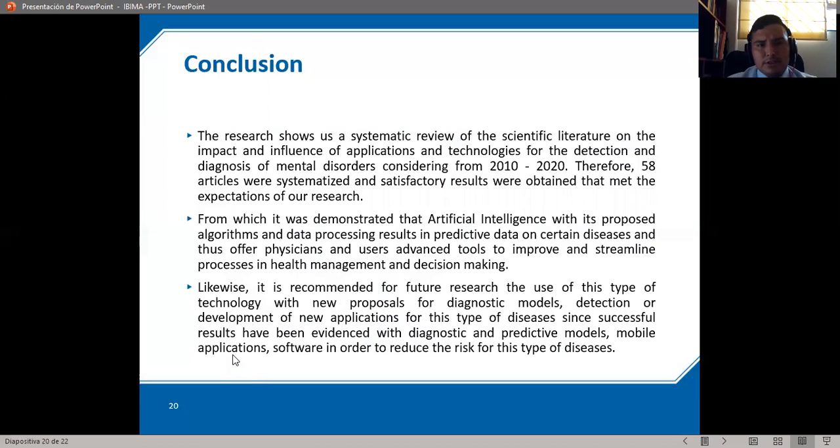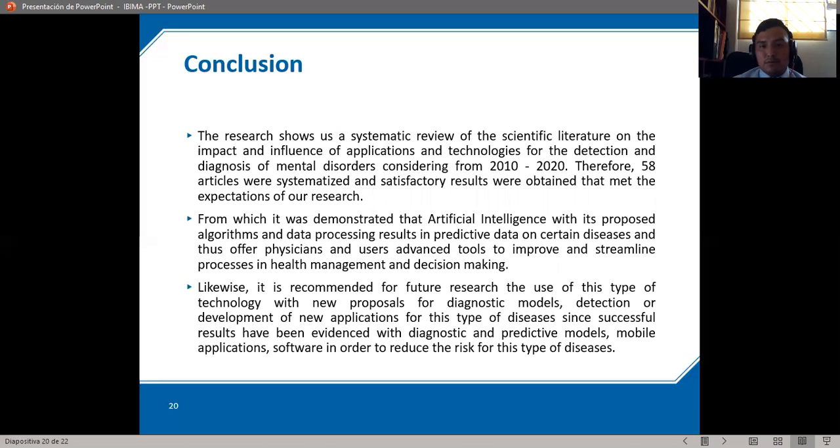Conclusion. The research shows a systematic review of the scientific literature on the impact and influence of application technologies for the detection and diagnosis of mental disorders from 2010 to 2020. Therefore, 58 articles were systematized and satisfactory results were obtained that meet the expectations of the research, from which it was demonstrated that artificial intelligence with its proposed algorithms in data processing results and predictive data offer efficient user tools to improve and streamline processes in health management and decision making.